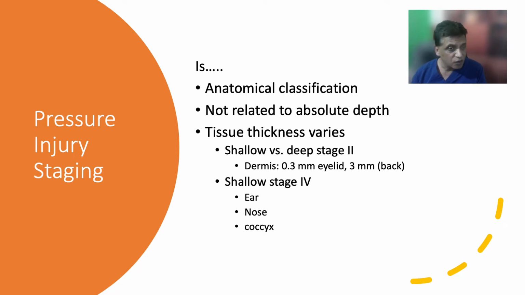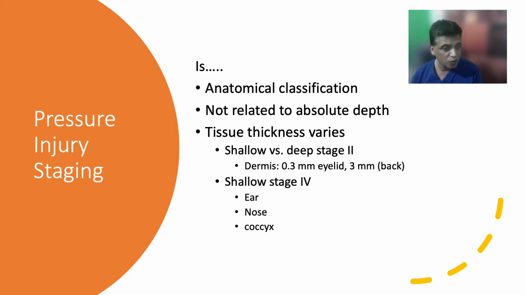Now, to the contrary, you can have a very shallow stage 4. So you can have a deep stage 2, as we discussed on the back, or a shallow stage 4 pressure injury, like on the ears, the nose, or the coccyx. On the ear, you have the epidermis, the dermis, very little fat, and then below the fat, you have the cartilage. As we discussed, if any tissue below the fatty layer is involved, then you have a stage 4 pressure injury. So on the ear, the ulcer may only be 2 millimeters thick and is stage 4, whereas a 2 millimeter thick ulcer on the back is only stage 2.